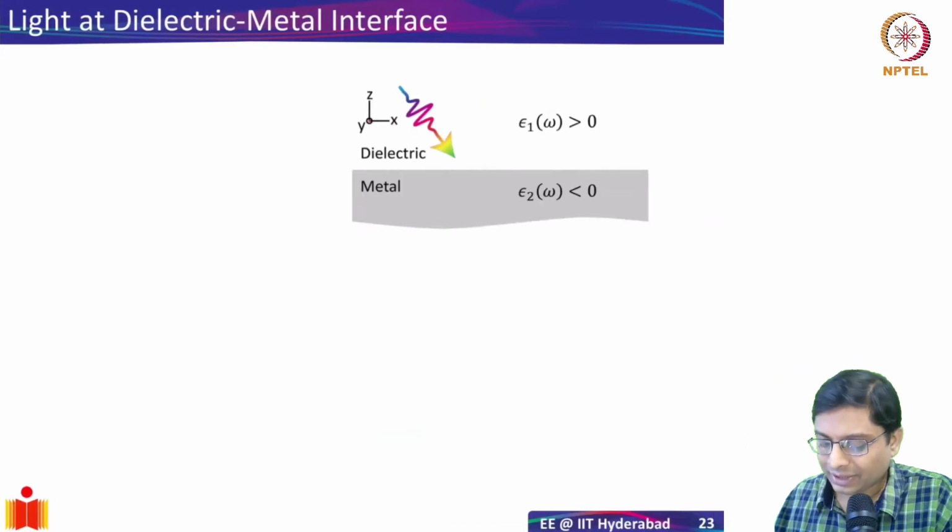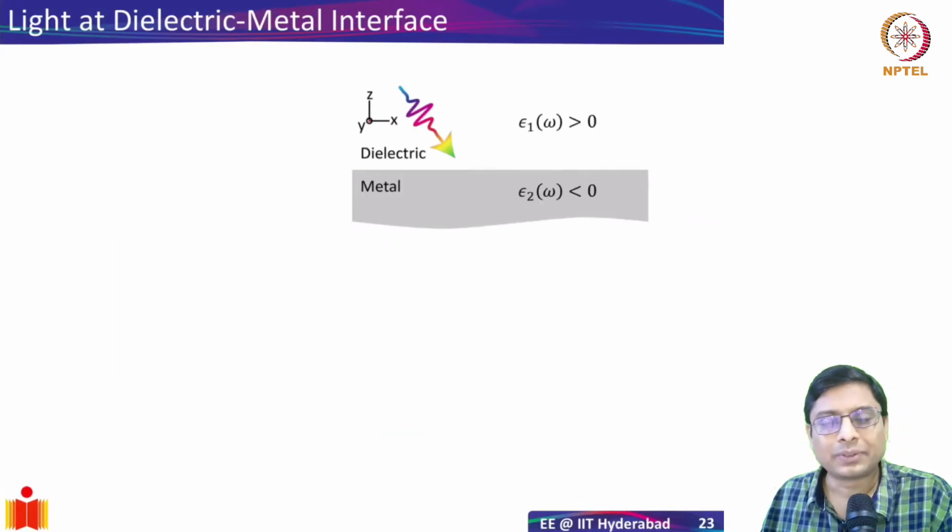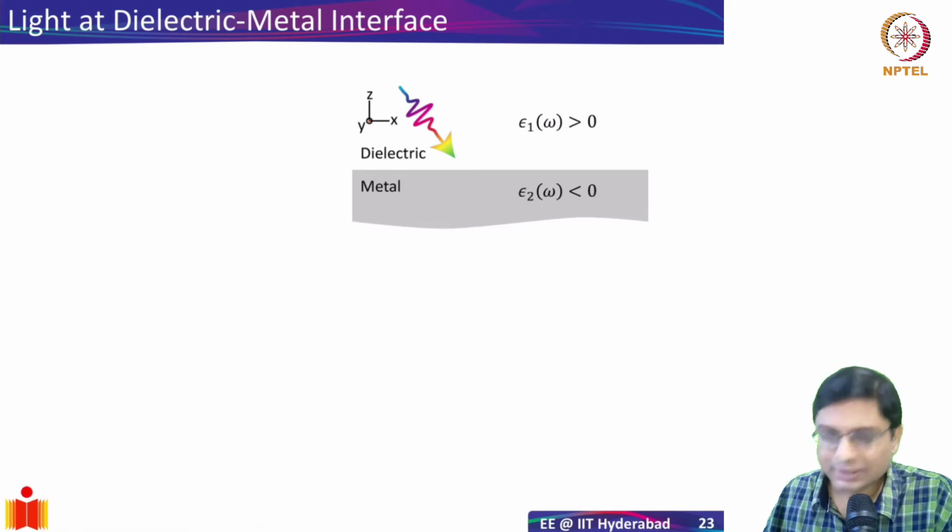To get started, let's consider what happens when light is incident on a metal and dielectric interface. Dielectric, of course, we know that the permittivity is greater than 0; it's a positive number. By the way, I have given a symbol of epsilon 1 here, but I'll try to follow a different convention so that you don't get confused, because we said epsilon 1 is the real part and epsilon 2 is the imaginary part in the past. So let's denote the dielectric by epsilon D, and the metal by epsilon M.